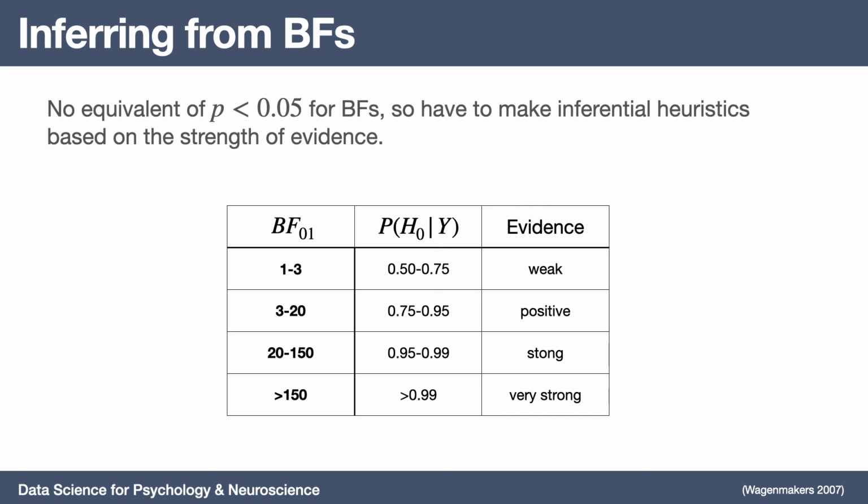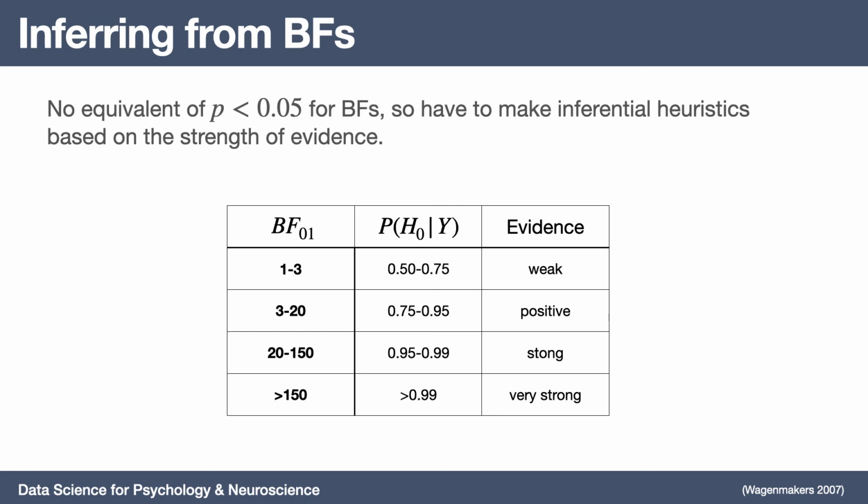20 to 150, stronger. 95 to 99%. We would call that strong evidence for the null. And greater than 150, well, that's pretty strong. That's 99% probability that your null hypothesis is true given the data. So it's very strong. And I'm talking about this from inferring for the null because that's a useful tool in research.